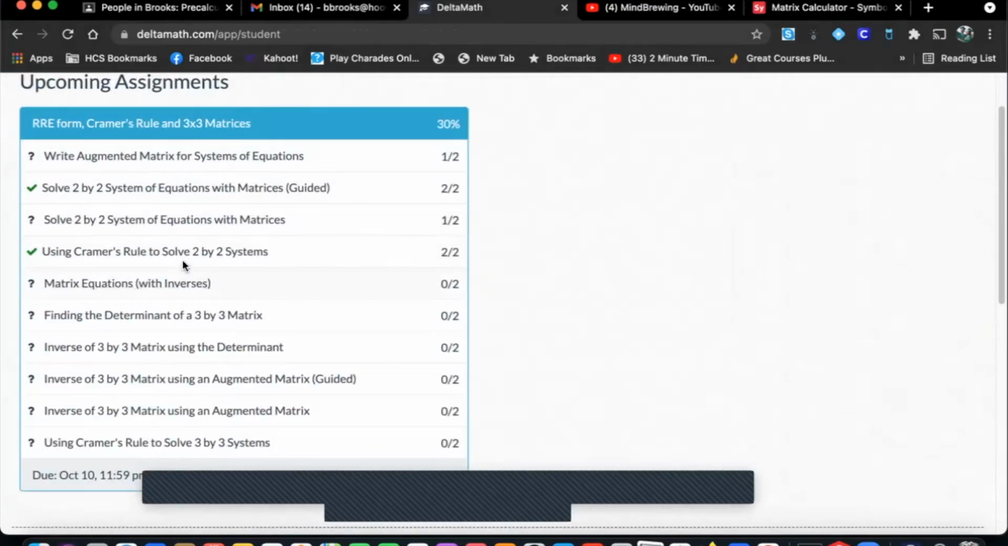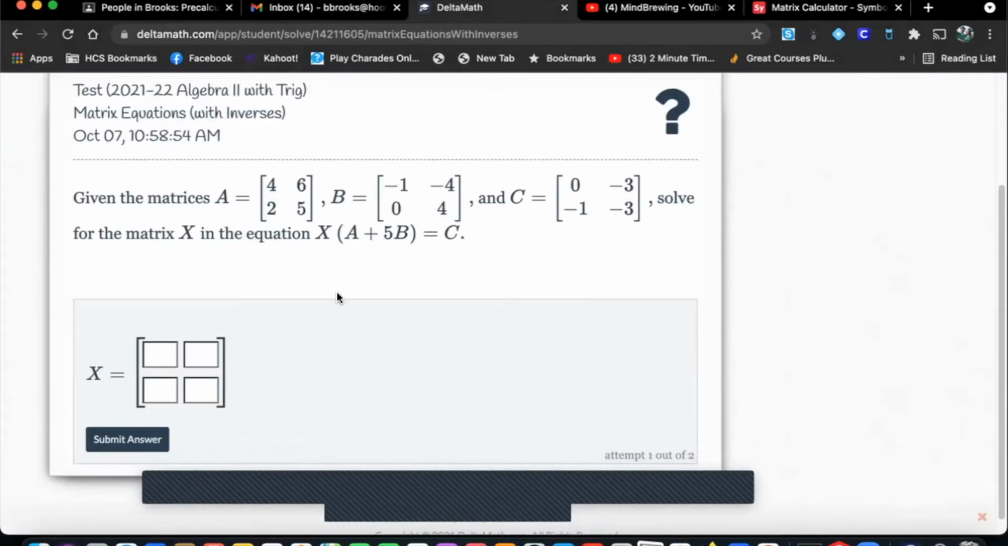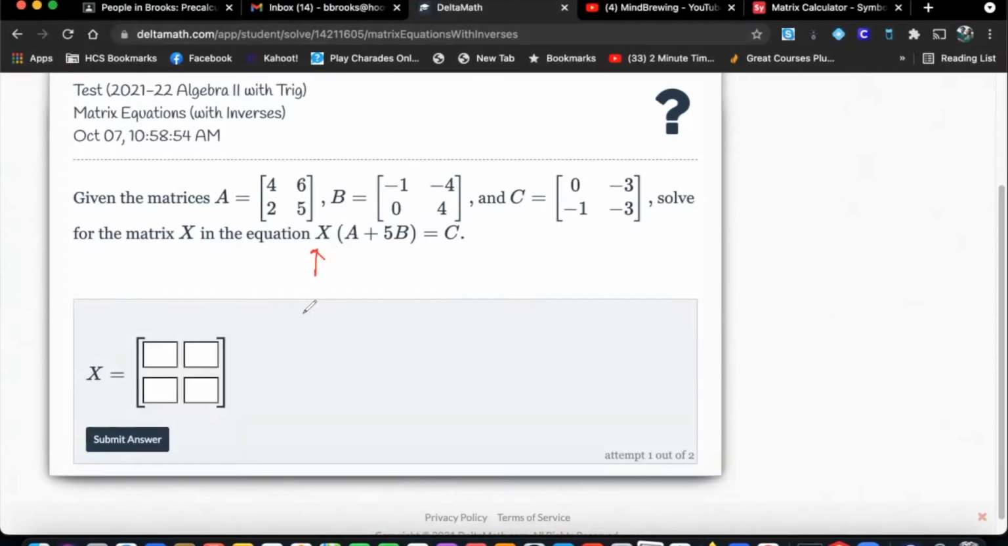So now we're going to move on to matrix equations with inverses. Let's walk through it. We're trying to solve for x. If you think about it, the way you would solve for x is you would take a plus 5b and divide on both sides. Well, we know we can't actually divide matrices like that.